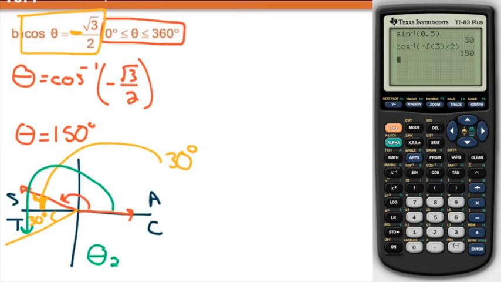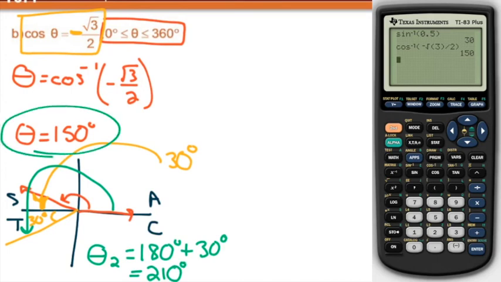So then our theta 2, to get that, well, we had to go the whole 180 degrees to the x-axis, plus another 30 would give us a final answer of 210. So 150 degrees and 210 degrees.